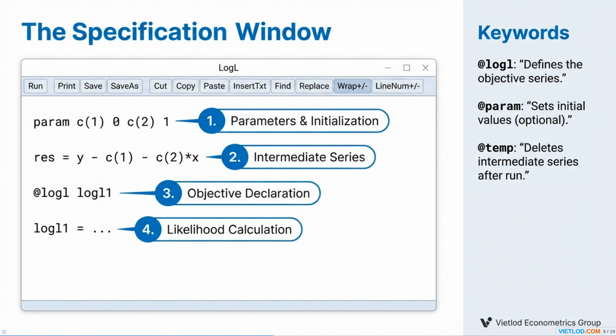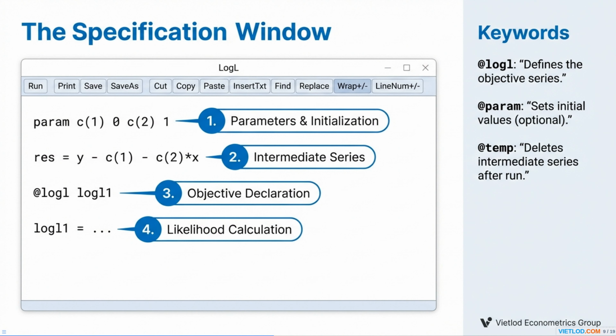The third step is the objective declaration. This is where you use the @logl keyword to tell EViews which series holds the final likelihood value for each observation. Finally, you perform the likelihood calculation. This is the line where you write the actual mathematical formula for the log likelihood of a single observation.